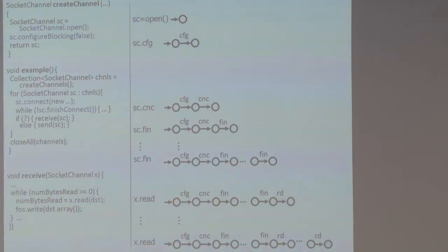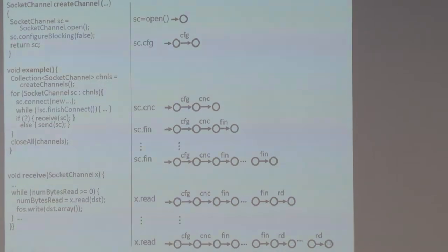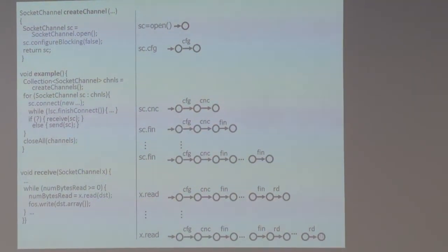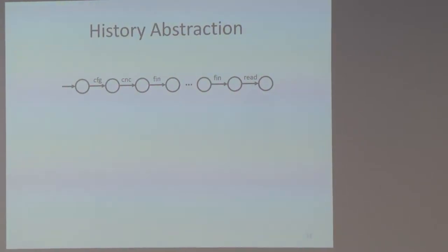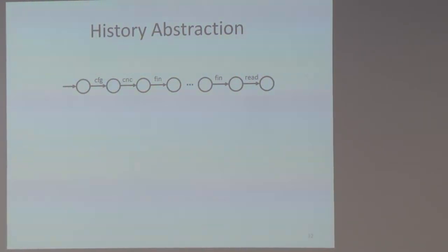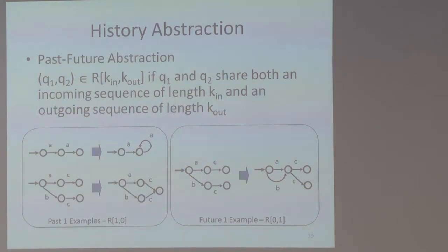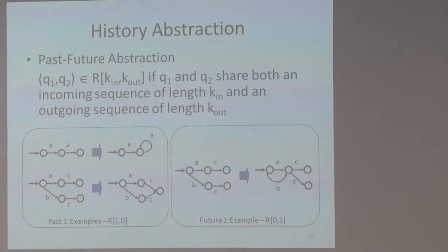And what happens here with the history is that the history themselves are unbounded. So they can grow without a bound. You have these loops. So the histories keep on getting extended and extended, and you need to do something about that. What you need to do is a history abstraction. What we're going to do is some quotient-based abstraction, which is very natural in this setting. And the quotient-based abstraction is going to use what we call past-future abstraction.